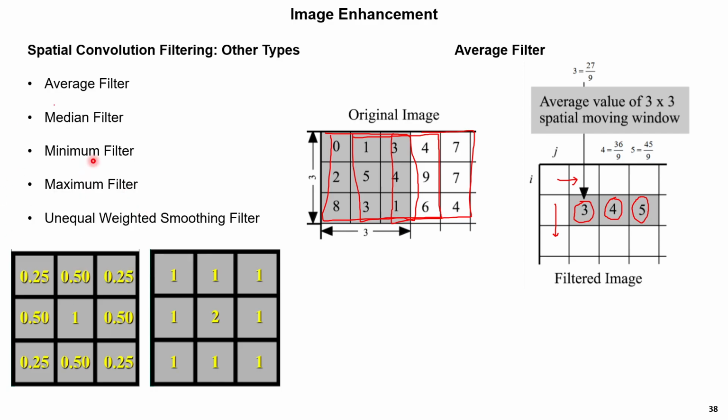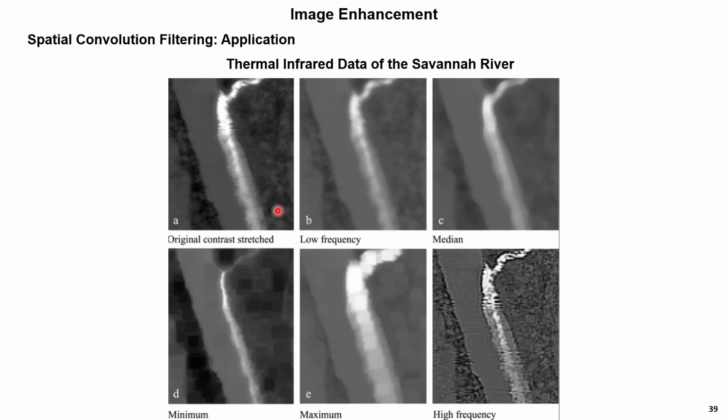And we have a median filter. This average filter is sensitive to the outliers, and the median filter is a little bit better than your average filter. And then you have your minimum filter, maximum filter, and we have something called unequal weighted. So we can change the weights of each of these window cells, and then we can use this kind of filtering also.